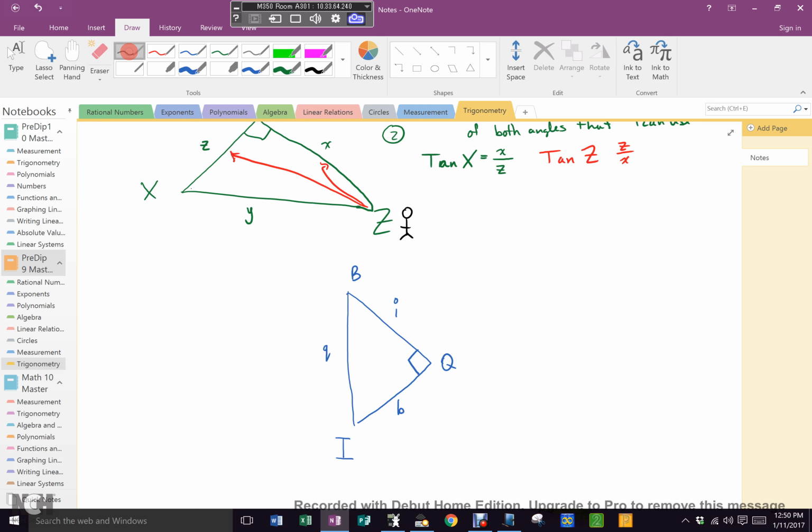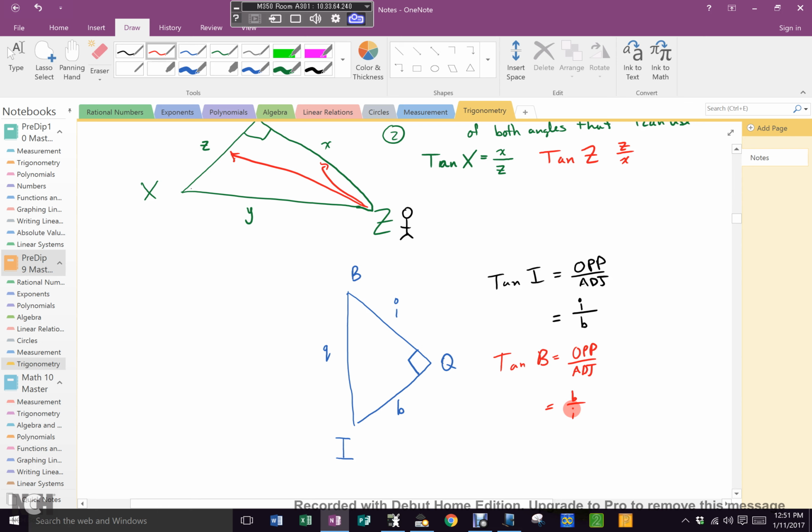Good. What are the two tans I'm allowed to get? Tan of I, which is what? Tan is always opposite over adjacent. So what's opposite a big I? Little i, and what's adjacent? Little b. What's the other tan I'm allowed to get? Tan of big B, which is always opposite over adjacent. What's opposite of big B? Little b. What's adjacent? Little i.